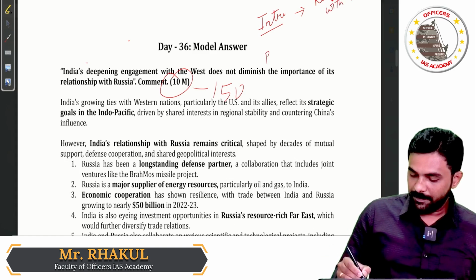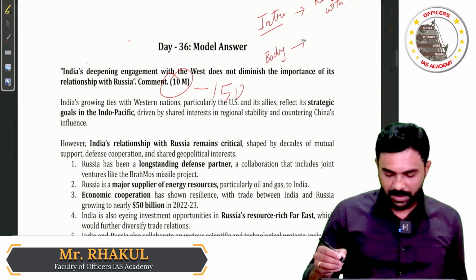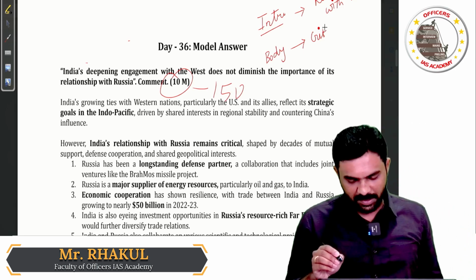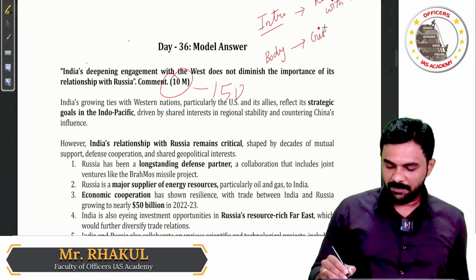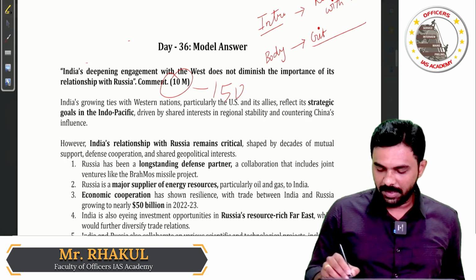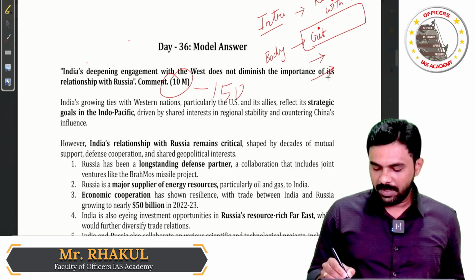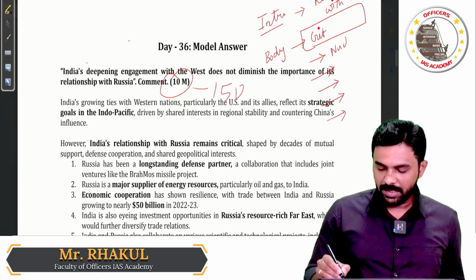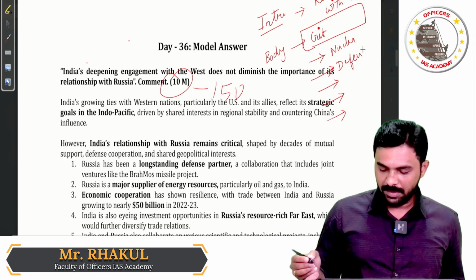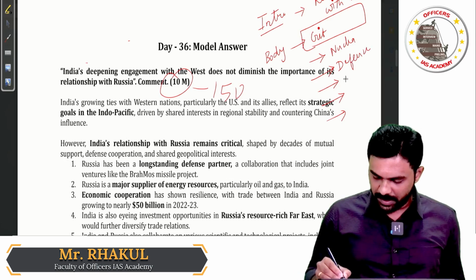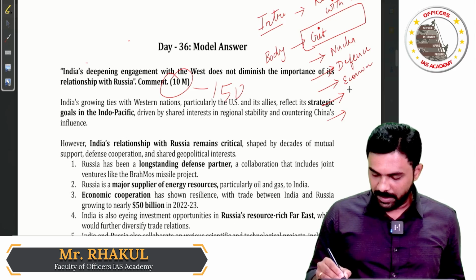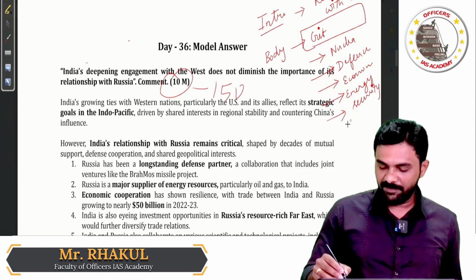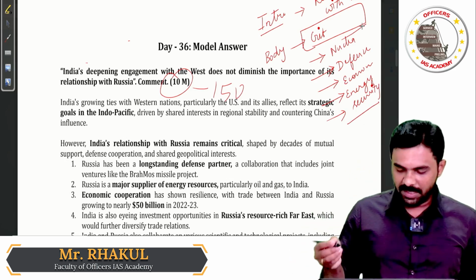Then in the body, you can give a subheading that India's relationship with Russia is still critical. Even though India has a good relationship with the West, the relationship with Russia is also critical. Then you can give points on different aspects of the relationship with Russia: nuclear technology, defense, economic cooperation, and energy security. In these fields, India's relationship with Russia is still strong and is critical for India.